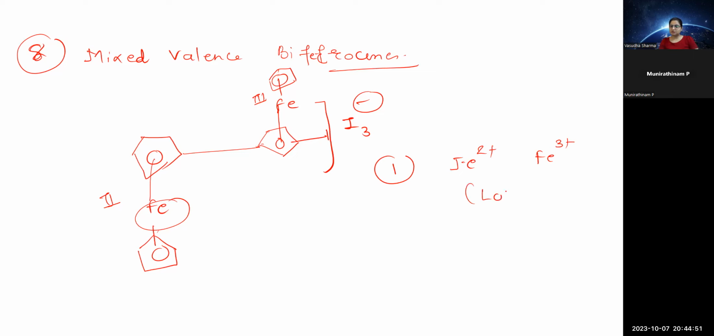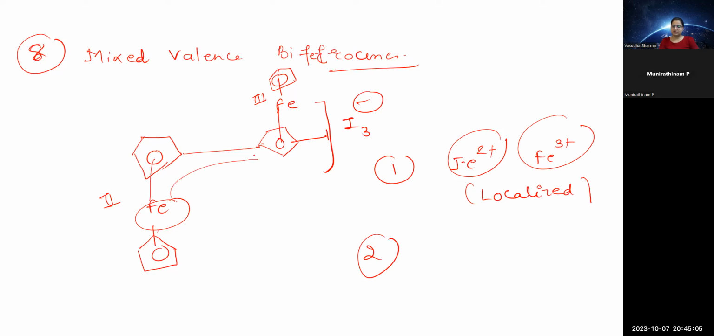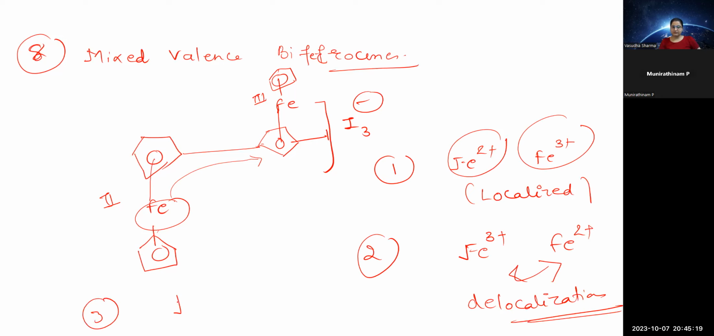They both remain localized. That means they are not interfering with each other. The population of iron 2 will be the same and iron 3 will be the same. That is the first case. The second case is that they interchange: this one gives one electron to the other and becomes iron +3, and the other becomes iron +2. So there is an interchange. That means delocalization happens because of the electron transfer. The third case is that they share the electrons and ultimately give a 2.5 oxidation state after the electron transfer. Both of them have exactly the same electron density.